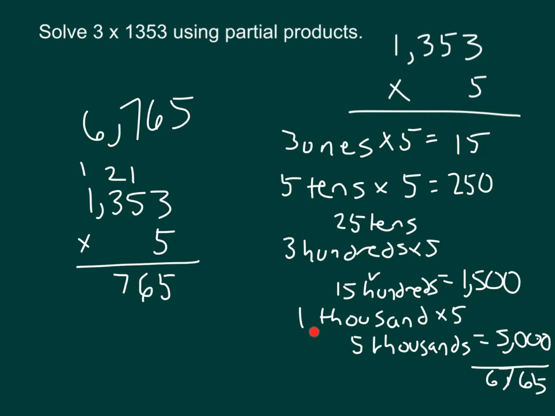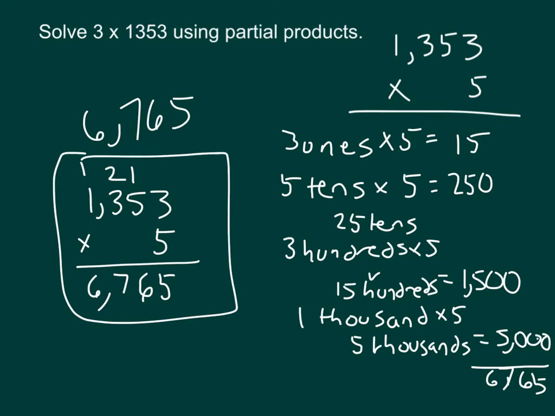Finally, I'm at that last little portion right here with the partial products in the standard algorithm. 5 times 1 is 5, plus 1 is 6. 6,765. So, the one I just placed in the box is the standard algorithm, and it does connect with the partial products approach.